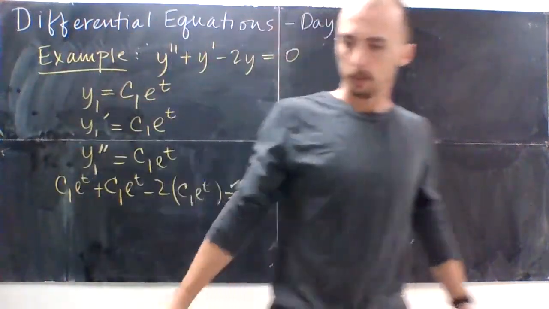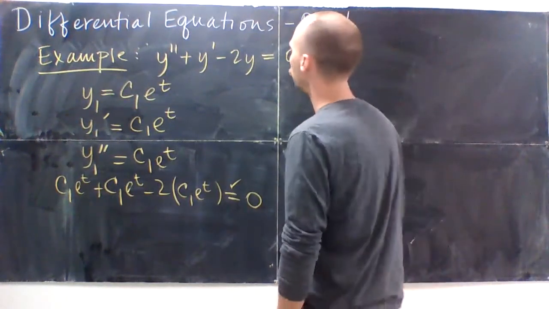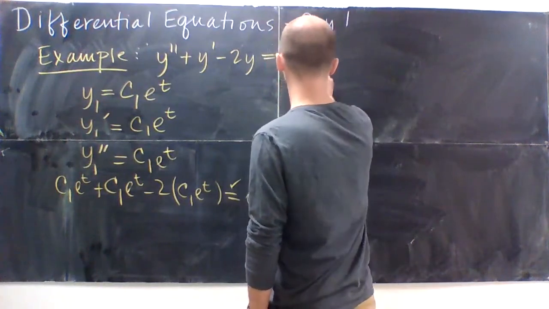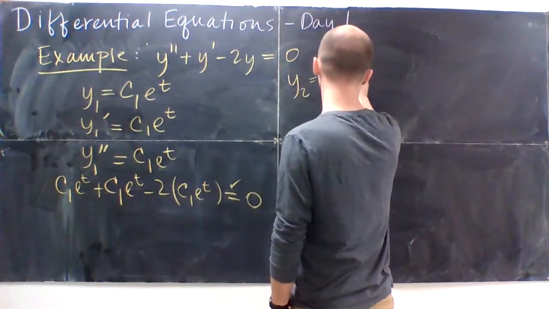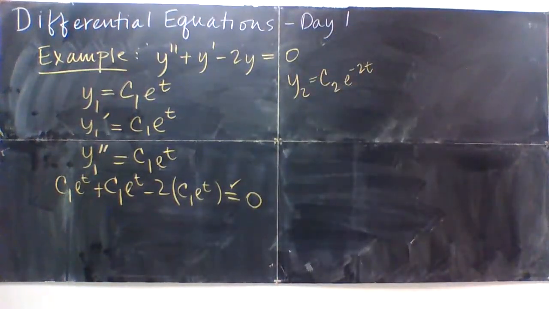Then I also want to show you y equals c e to the negative 2t. So y2 is c2 e to the negative 2t. Hold on, just making sure that's right. Yeah.